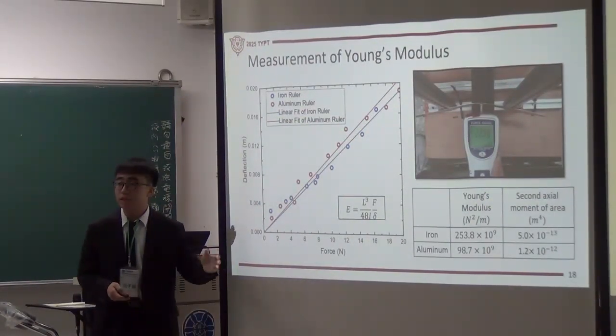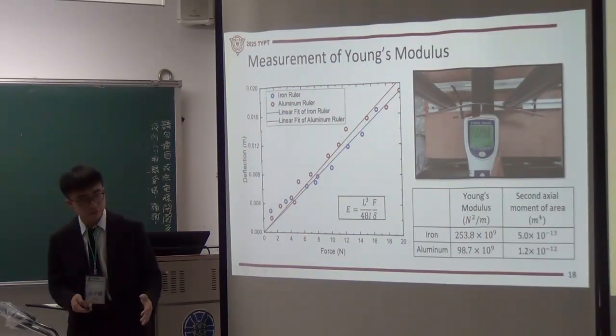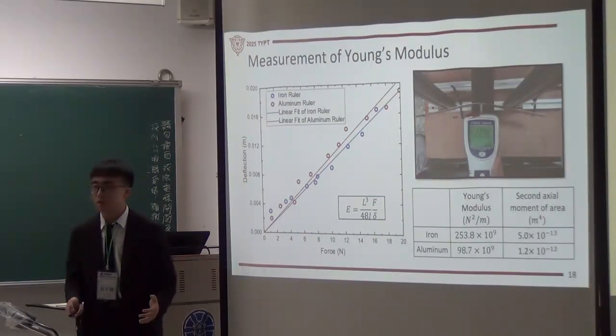And that's the chart showing the calculations. We have derived Young's modulus of iron rulers and aluminum rulers, and of course the second axial moments of the area.